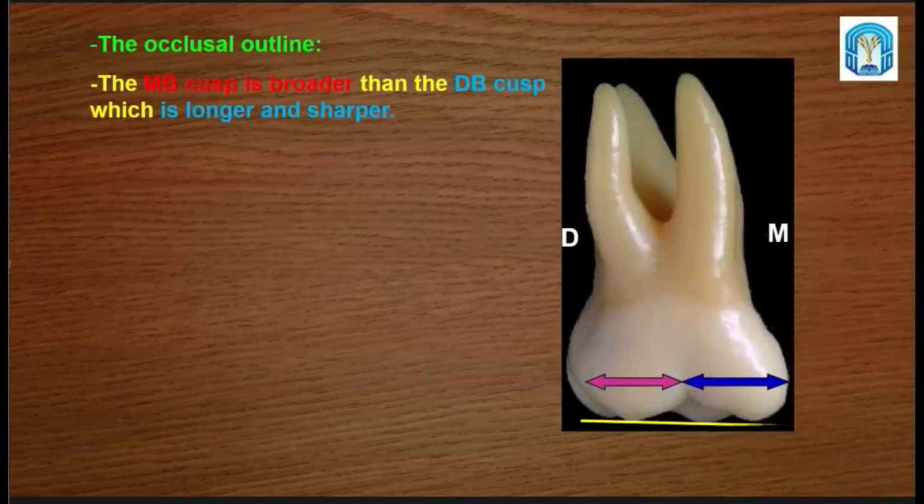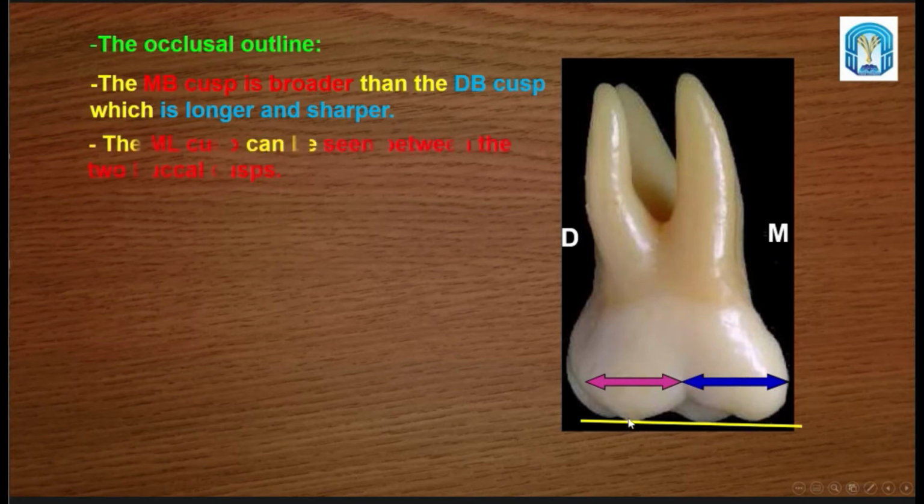The occlusal outline: the mesiobuccal cusp is broader than the distobuccal cusp. Okay, this is the mesiobuccal cusp. You see, mesiobuccal cusp is much bigger than the distobuccal cusp, and between the cusps there is a groove. This is the mesiobuccal developmental groove. But the distobuccal cusp is higher and sharper, longer and sharper.